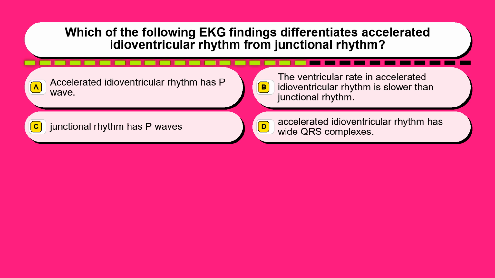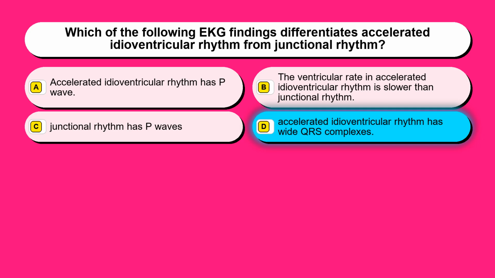Option A, accelerated idioventricular rhythm has P waves. Option B, the ventricular rate in accelerated idioventricular rhythm is slower than junctional rhythm. Option C, junctional rhythm has P waves. Option D, accelerated idioventricular rhythm has wide QRS complexes.